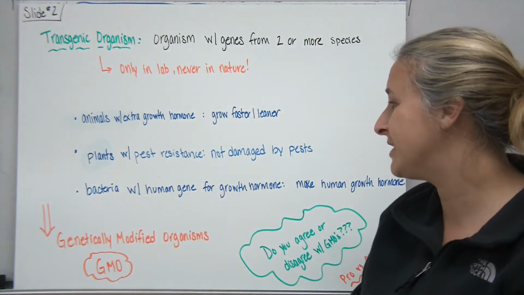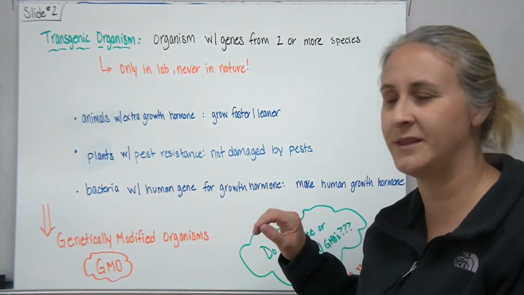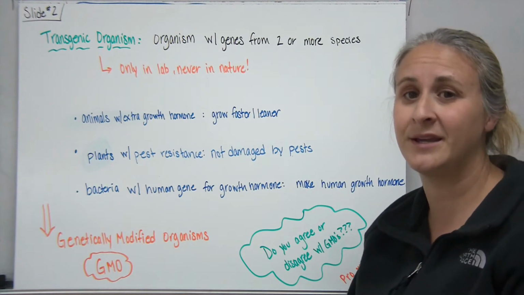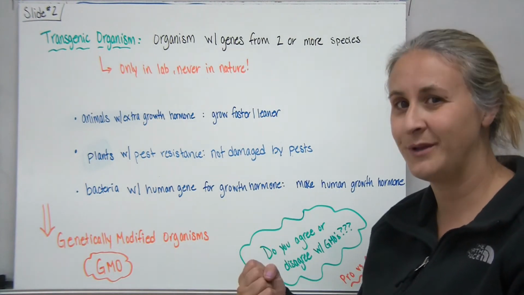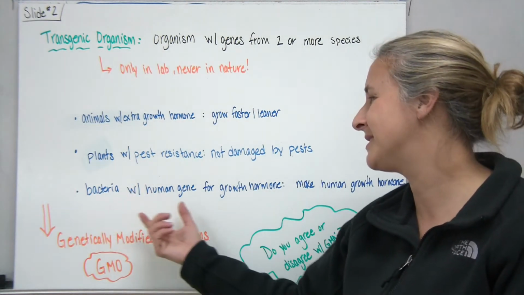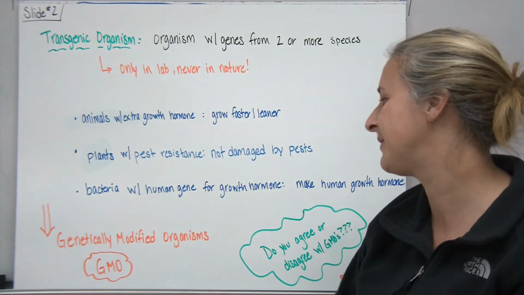Another example would be bacteria that have a human gene for growth hormone in them. The idea is then that the bacteria would make the growth hormone. The nice thing is we can do this with other genes as well and have the bacteria actually create whatever it is that gene is supposed to produce.